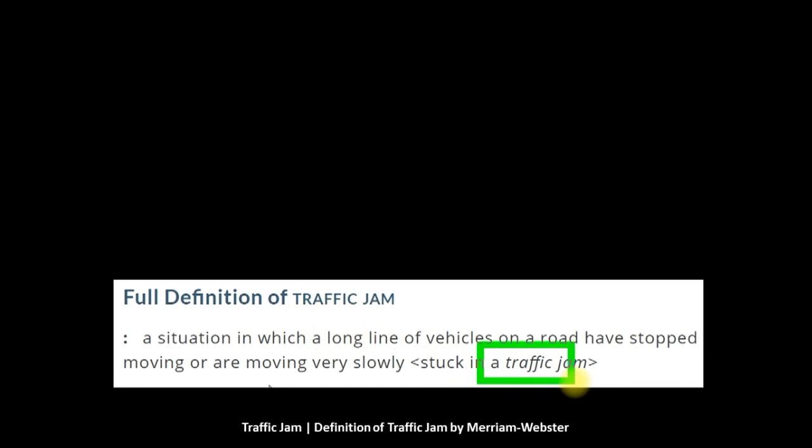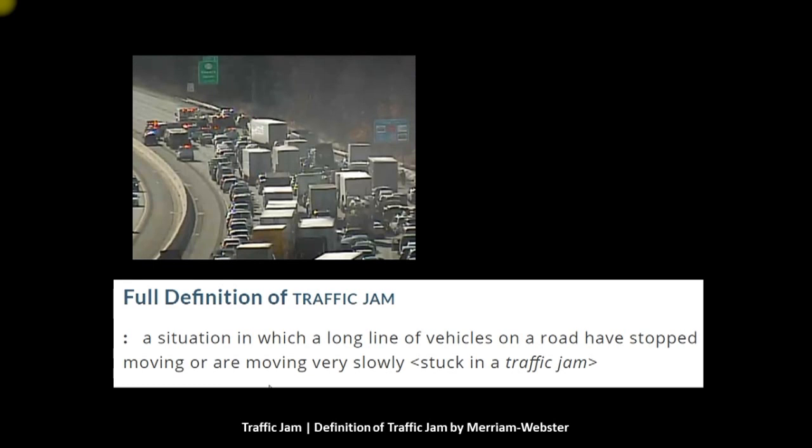So notice here, a traffic jam, a situation. So traffic jam is a countable noun. It's a single situation that happens. So for example here, we see there's been some accident, right? And traffic has stopped. This is a serious traffic situation that we call a traffic jam.